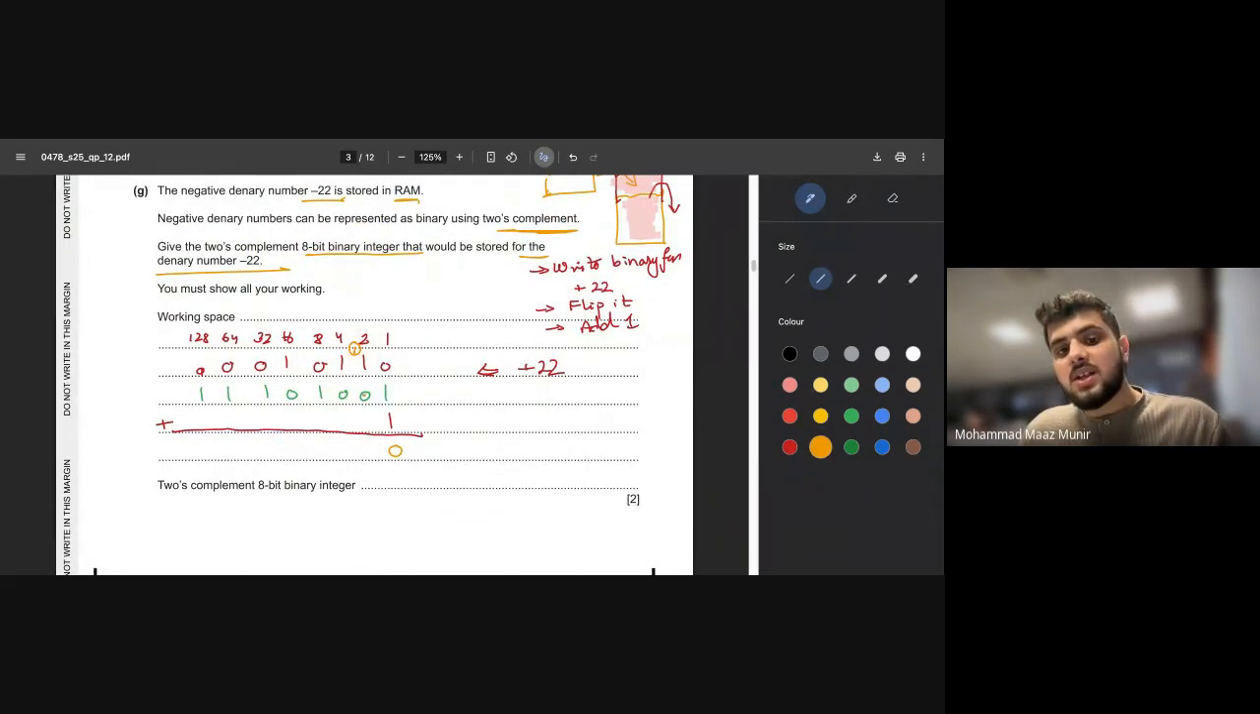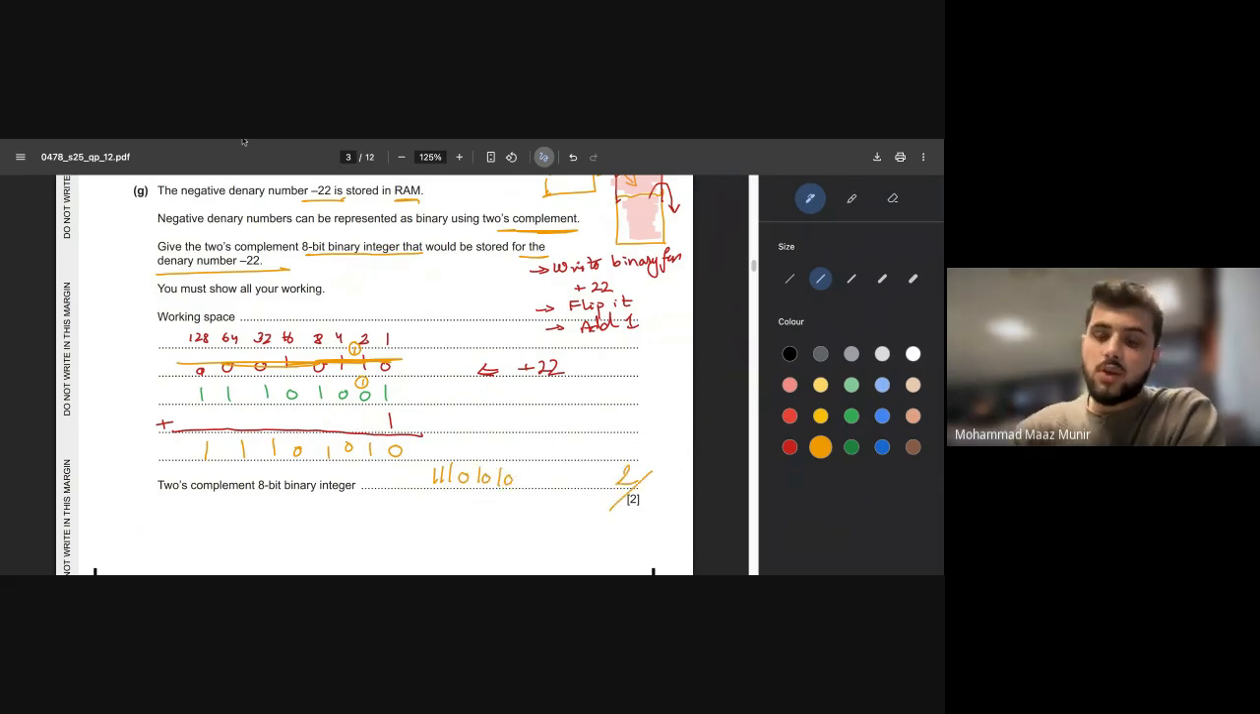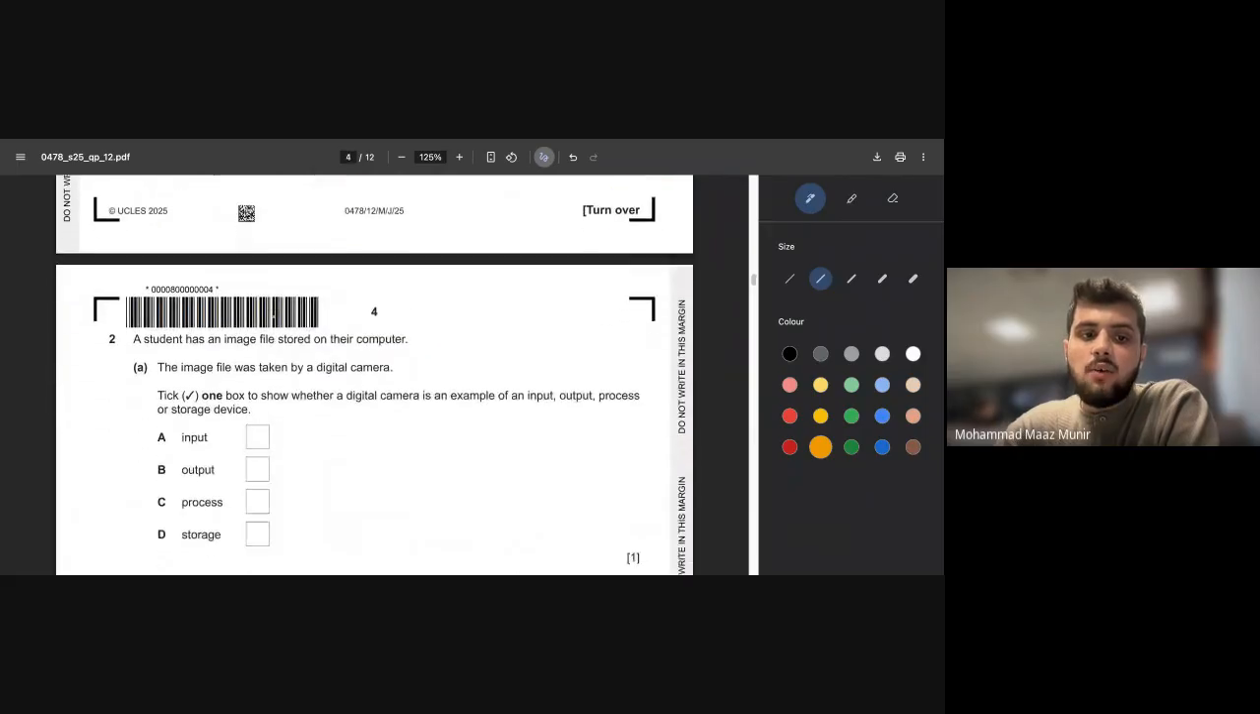Now 1 plus 1 plus 0 again is the same thing. 1 plus 1 is 0 with a carry 1. 1 plus 0 is 1, then this is 0, this is 1, this is 0, this is 1, 1, 1, and your answer comes up as 11101010. So you're just going to be writing 11101010, and you will be getting 2 by 2 for this. And this marks the end of the question.